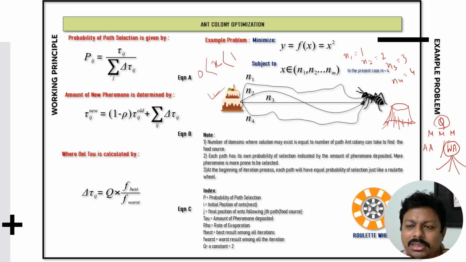So what it does is, suppose this ant has taken this path and found this food. While going through this path, it has constantly deposited a hormone known as pheromone.